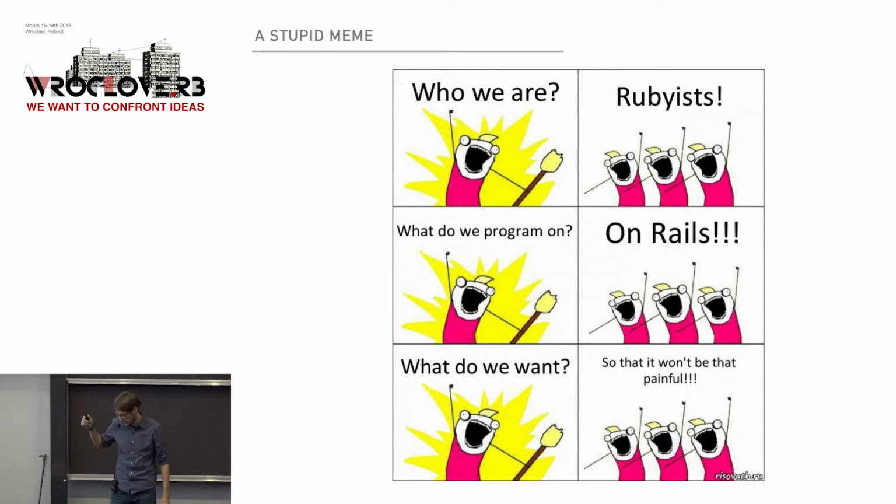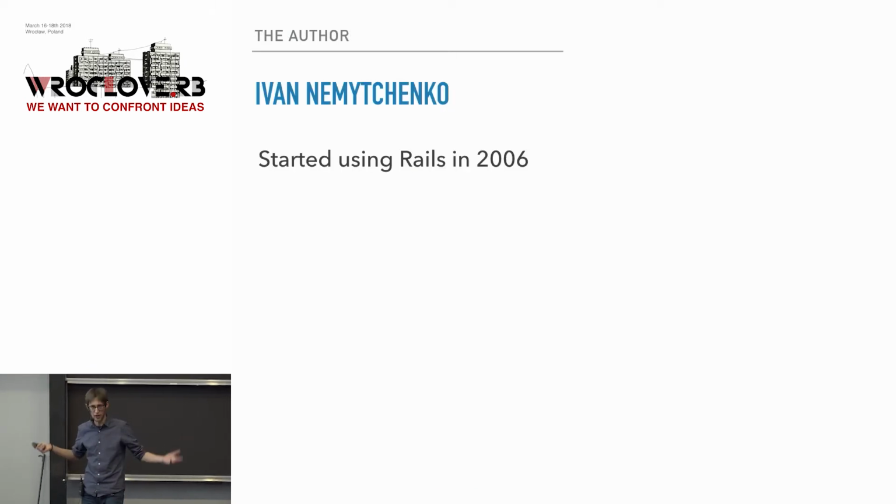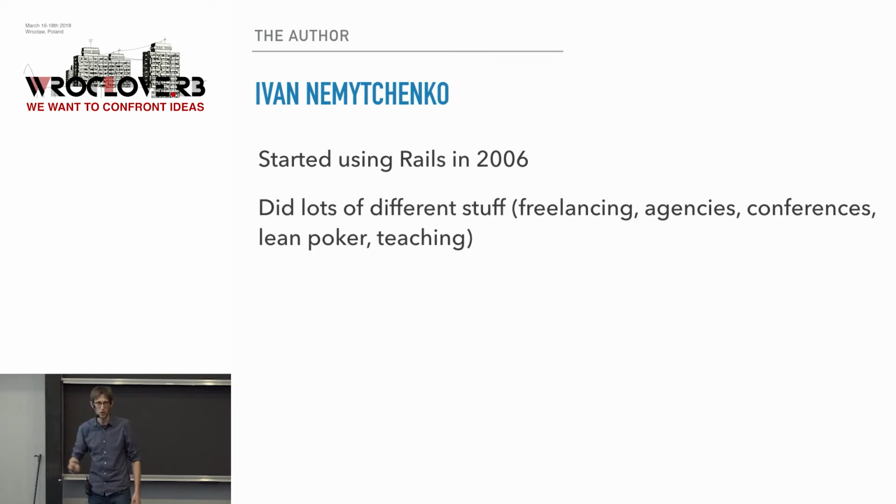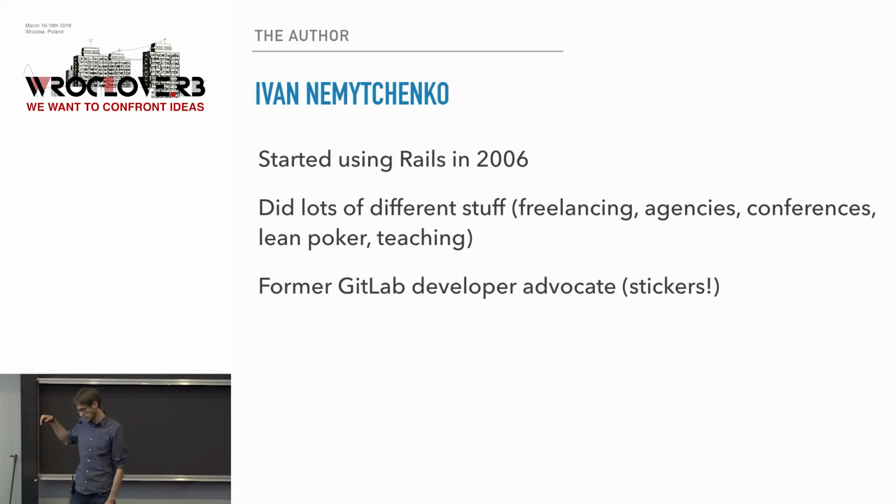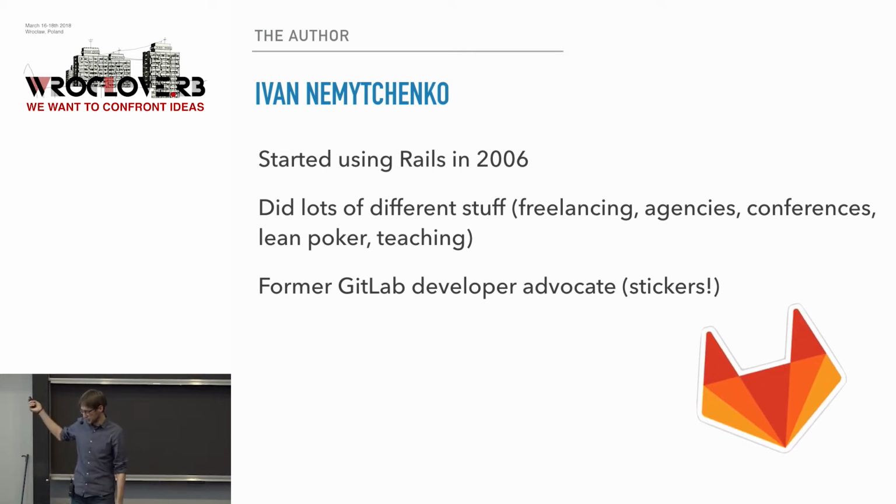And now to the intro, like who I am. I started using Rails in 2006, pretty long time ago. Apart from programming, I did a lot of different stuff, like freelancing, agencies, conferences, lean poker, teaching, and all this crazy stuff. And I spent a year being a GitLab developer advocate, but in this role I didn't touch their code base, which is pretty stupid, but anyway. And yeah, because of this, I have stickers. If you need them, they are there, and there's plenty of them. That's a good thing about working at GitLab. You have a supply of stickers.